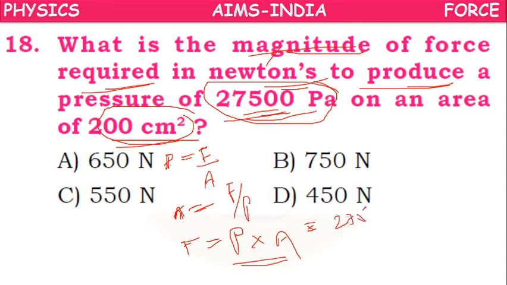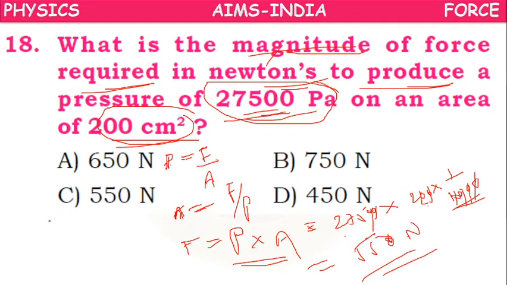Pressure how much? 27,500 pascals into area how much? 200 centimeter square. Centimeter, if it turns into meters, is 1 by 10,000, so 1 by 10,000 meter square. So we can directly write it in meter square. 2 zeros cancel. So what will be remaining? 275 into 2, which equals 550. 550 newtons is the correct answer. So for the 18th question, option C is the correct answer.